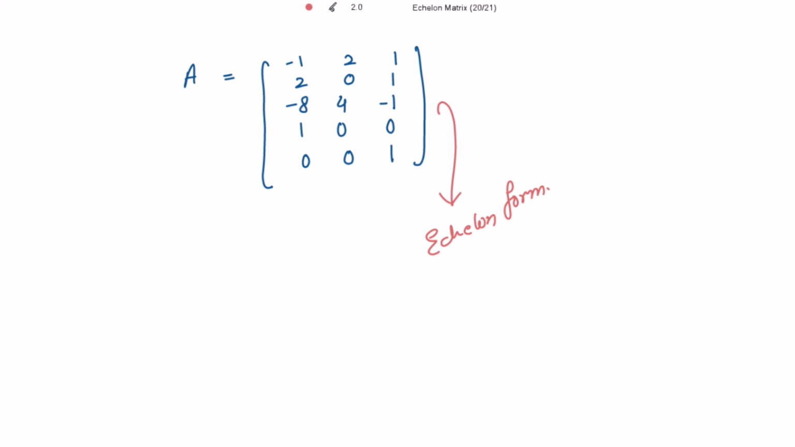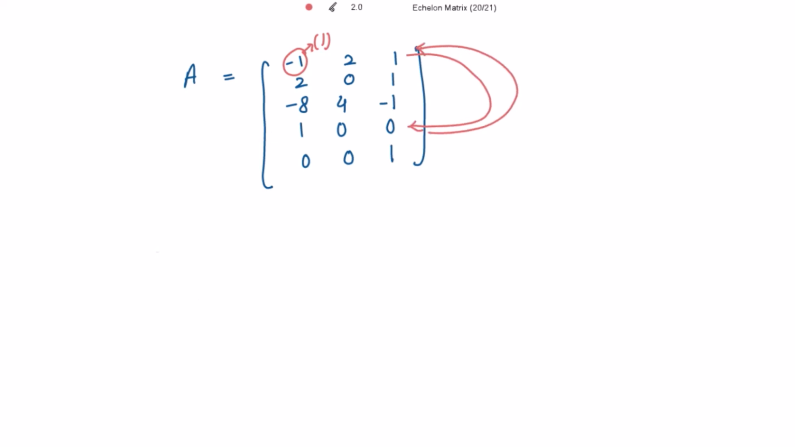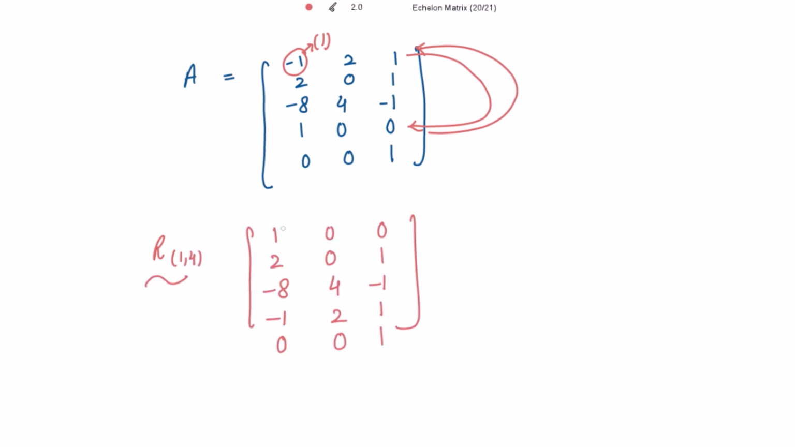So the first step for that is to make this element 1. I need 1 in place of -1 and I have this 1 in the 4th row. So let me interchange the first row and the 4th row. So the row operation is interchanging the first row and the 4th row. To make this element the leading element, I need to make all these elements 0.